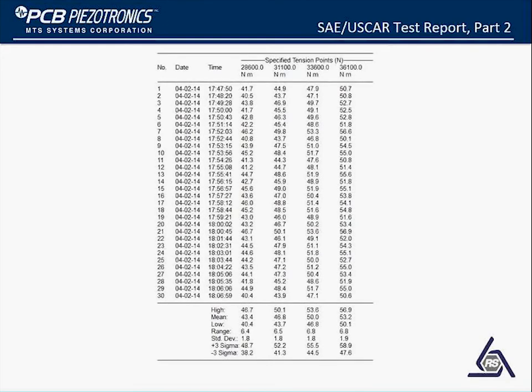The second part of the USCAR test report will look at the torque versus tension data. So here we can see at various tension values what the torque was achieved at those tension values for the 30 samples that we tested.